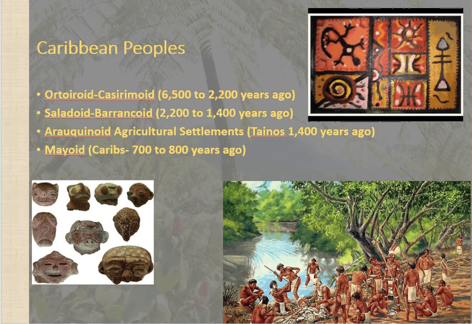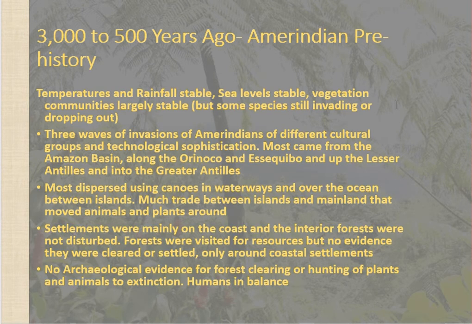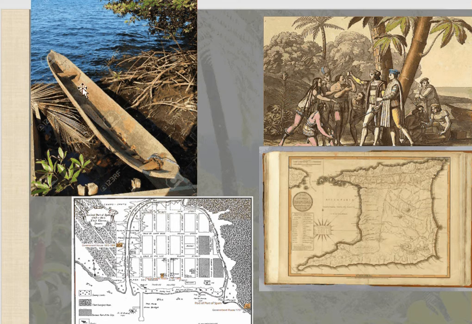All right, so about 3,000 to 500 years ago, you had the different waves of Amerindians. At the time, temperatures and rainfall were stable, sea level stable, vegetation communities largely stable, but some species were still invading or dropping out as time went on. There were waves of invasions of Amerindians of different cultural groups. Most came up from the Amazon basin along the Orinoco and Essequibo, up through the Lesser Antilles and the Greater Antilles, and dispersed using canoes and so on. Settlements were mainly on the coast, and a lot of the archaeological evidence has been lost. So there's a canoe, okay? So for those of you who didn't know what a canoe was, that's a canoe, okay? And that's how the Amerindians spread throughout.